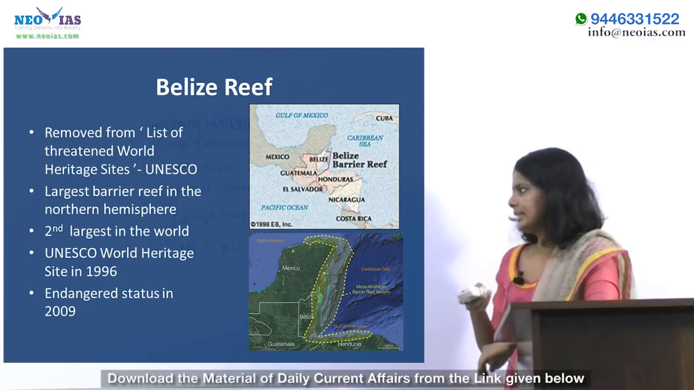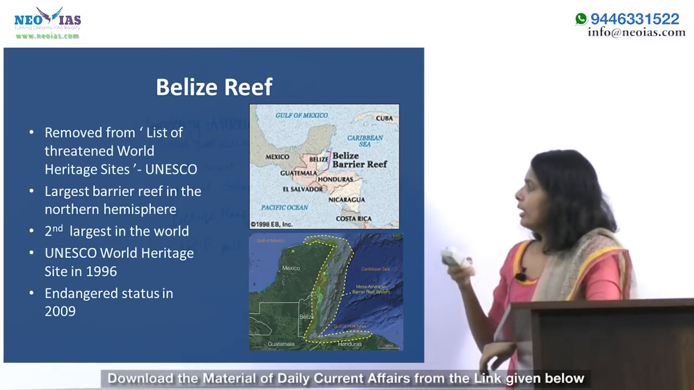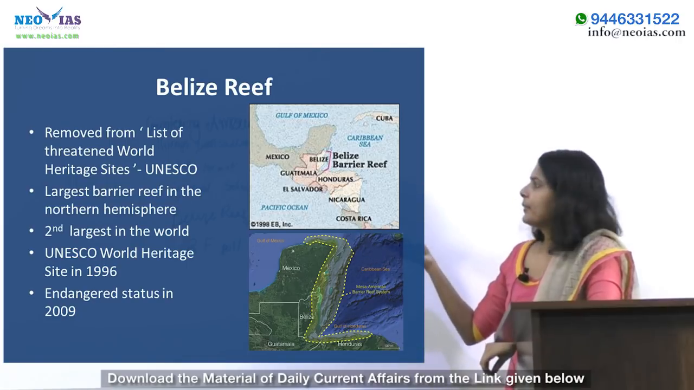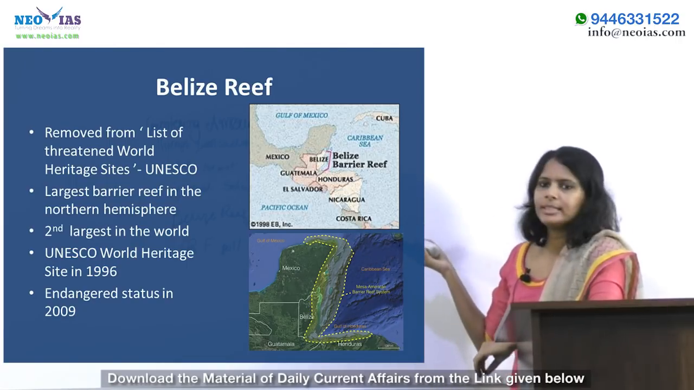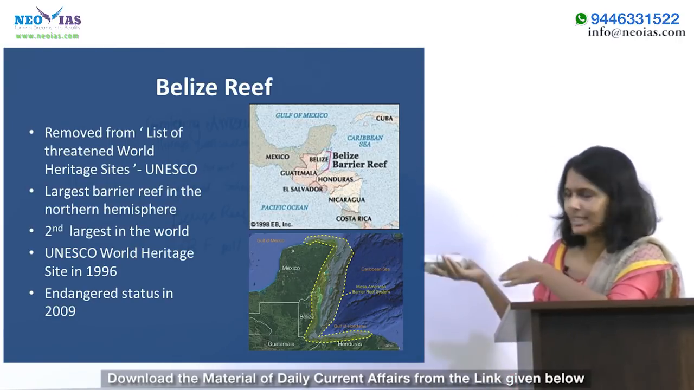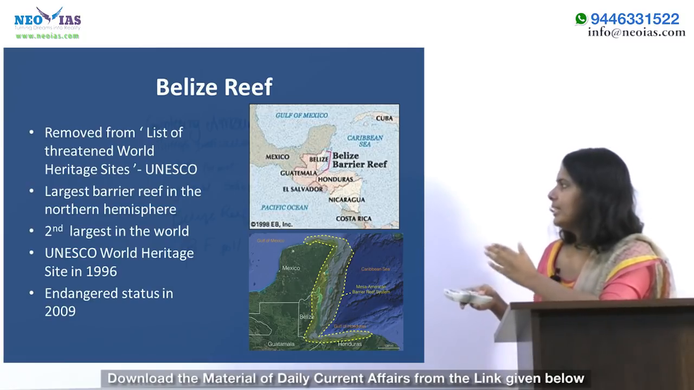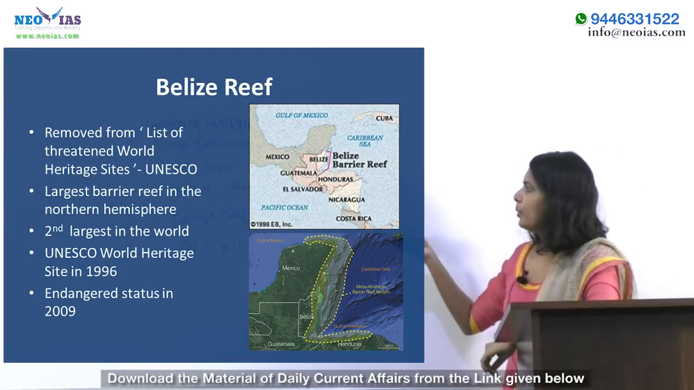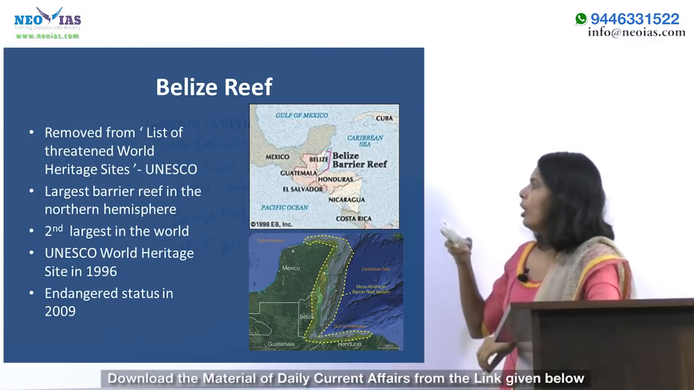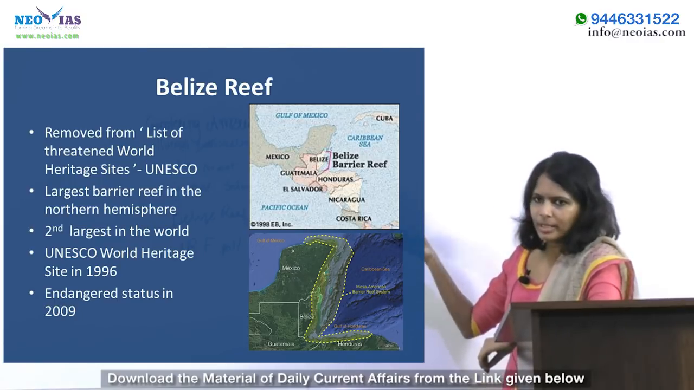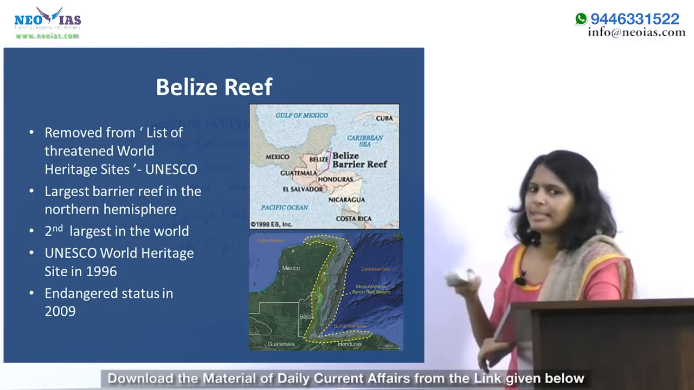So talking about this country Belize, it is situated on the eastern coast of Central America. It is a Central American country. As you can see, it is bordered on the north by Mexico, on the south and west by Guatemala, and on the east by the Caribbean Sea.